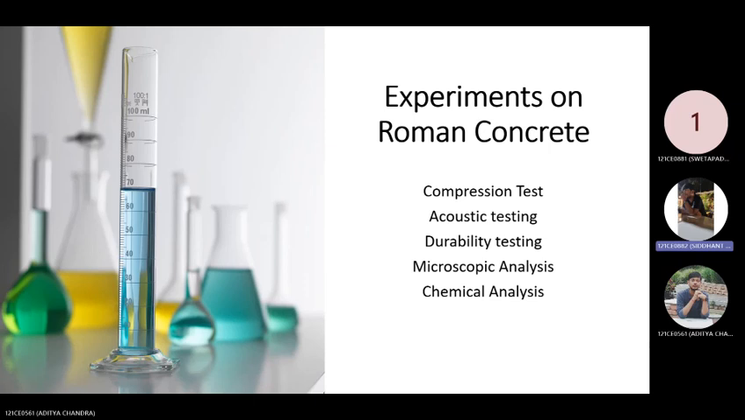Now, what are the experiments performed on Roman concrete to know much more about it, gaining insights through certain graphs? First is the compression test. Second is the acoustic test. Third is the durability test. Fourth is the microscopic analysis. Fifth is the chemical analysis. Out of these five, the most crucial ones are the microscopic analysis and the chemical analysis, along with the X-ray diffraction analysis, which will be explained in the further slides. Next slide, please.